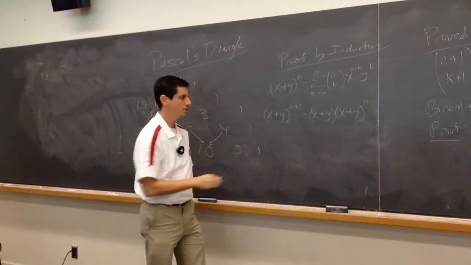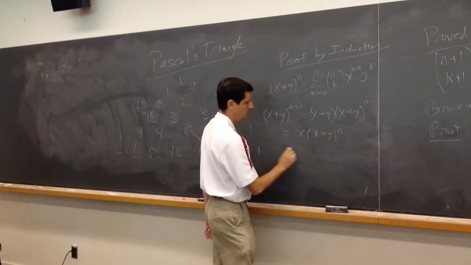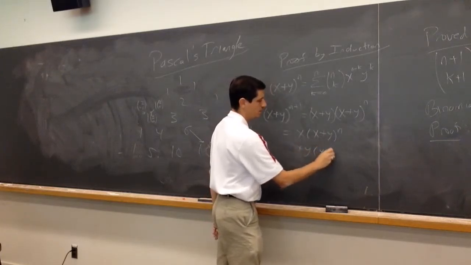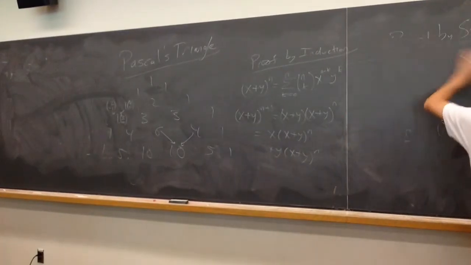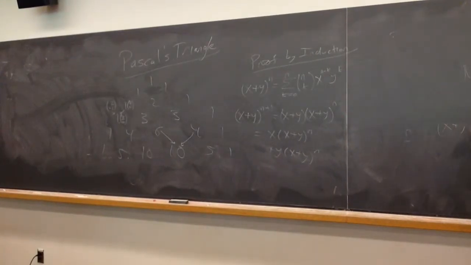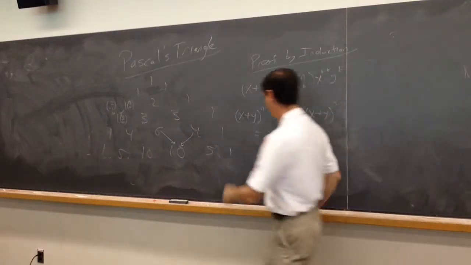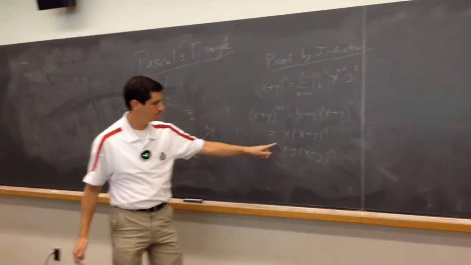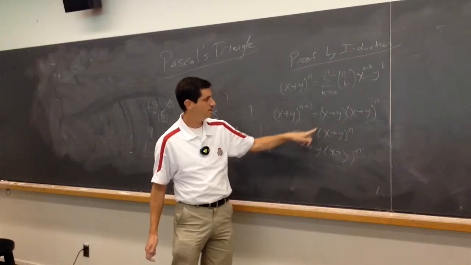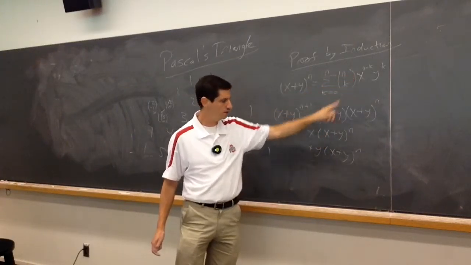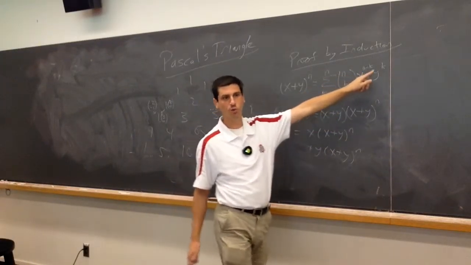So this would be x times (x + y)^n plus y times (x + y)^n. And so now what we can do is we can take what we had before, and we have this expansion for (x + y)^n. We can plug that in. The x is going to bump up all those x's by 1. The y is going to bump up all the y's by 1.